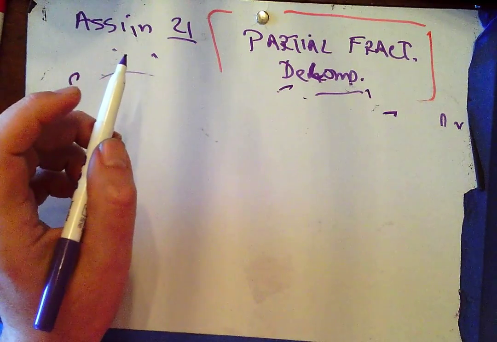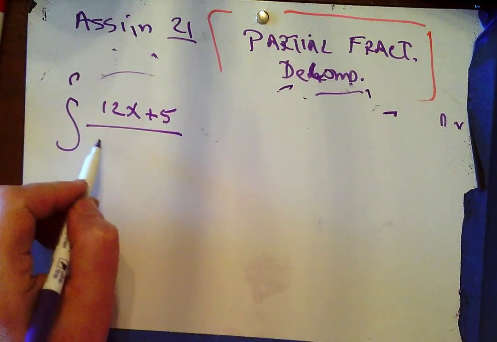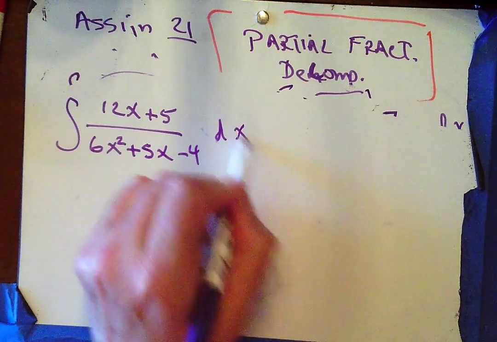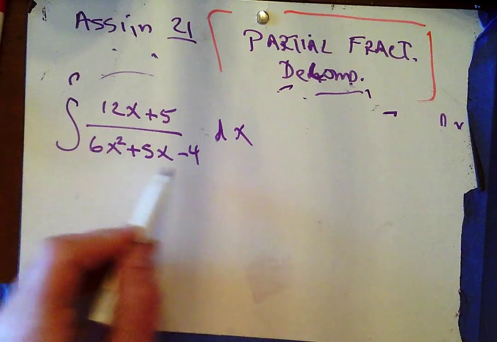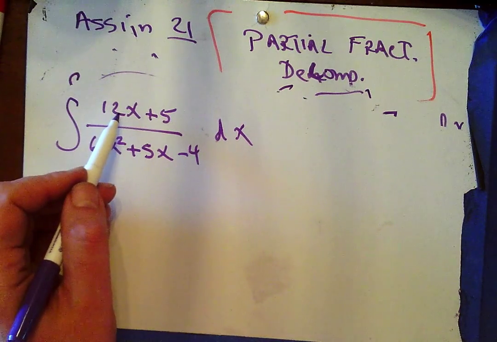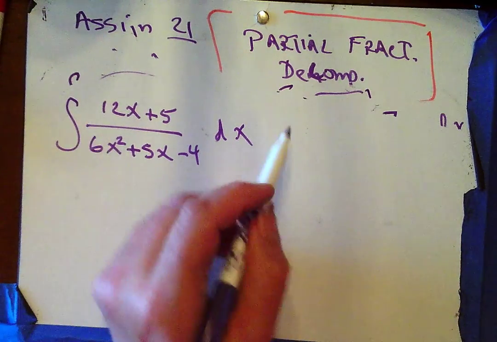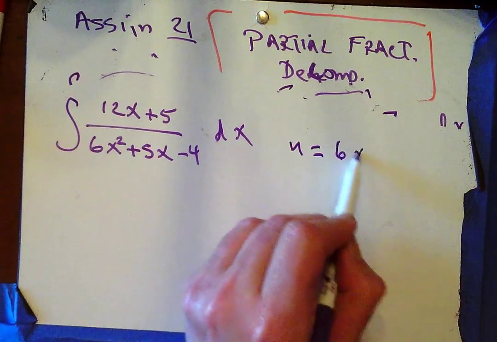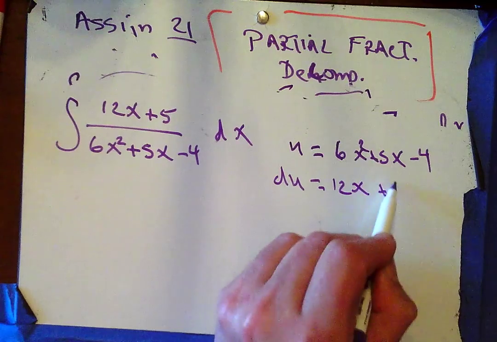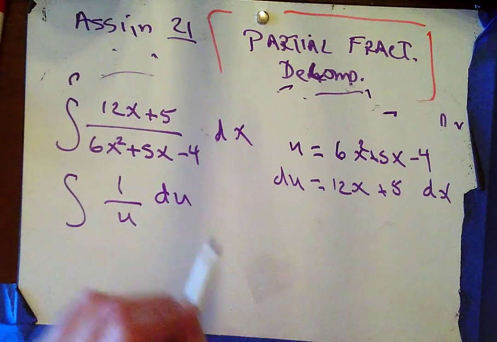How about this one? The integral of (12x plus 5) over (6x squared plus 5x minus 4) dx. Again, I think, oh, u sub 12x plus 5. I've got 12x plus 5. Oh, well, that's very interesting. Huh. Well, let's use a u sub then. u is 6x squared plus 5x minus 4. Therefore, du will be (12x plus 5) dx. So this can be written as 1 over u du.